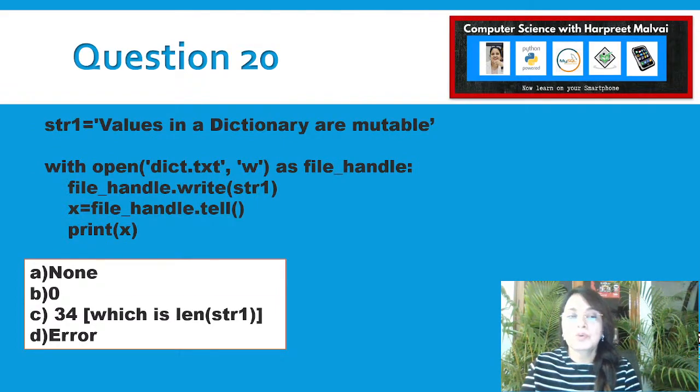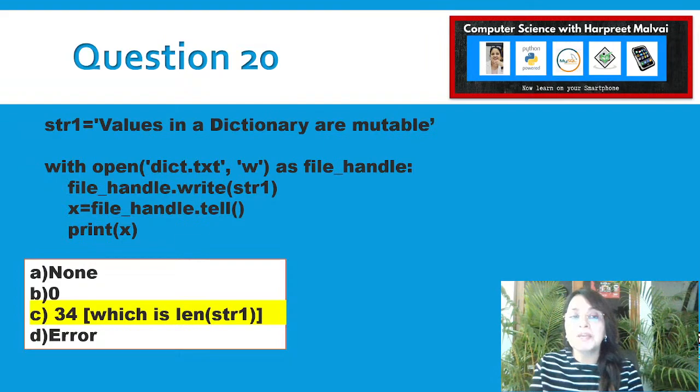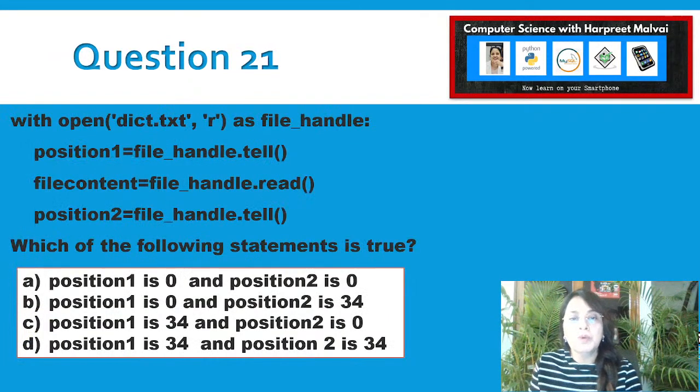All right. So the correct answer is 34, which is the length of this string. What happens is that once you've written to a file, the handle, the cursor, moves to the end of the file. That's where the file handle will be when you actually output this, because it's coming after the write statement, it will be at 34. Okay, so let's look at a similar question again. So remember this particular string. We are going to use the same thing and do one more question.